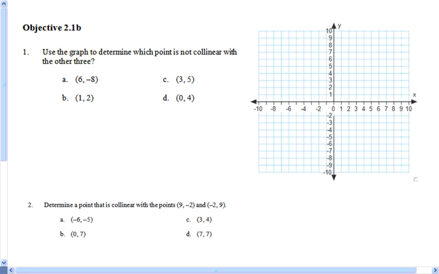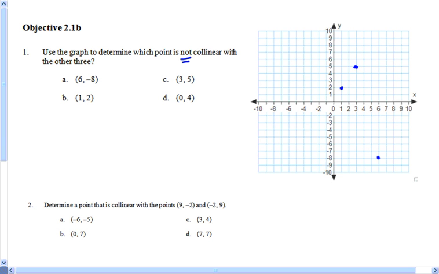So for number one, it says use the graph to determine which point is not, I'm going to underline that, collinear with the other three. To do that, all we have to do is graph them, draw a line through them, and if one of them doesn't land on the line, then it's not collinear. So we're going to put (6, -8) on the graph. That's right there. (1, 2) on the graph. That's right there. (3, 5).